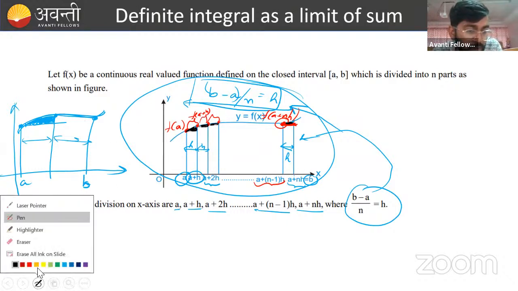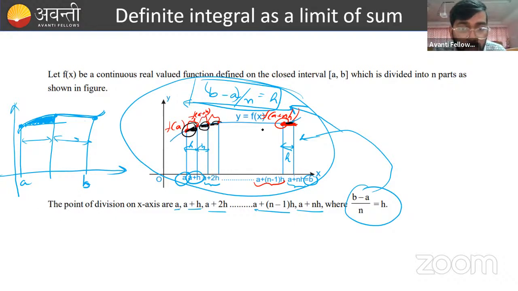See, first there were two rectangles. Then we could have drawn four rectangles, so again the error area would have been minimized. And since we saw that if we increase the number of rectangles, the area which is left out gets minimized.